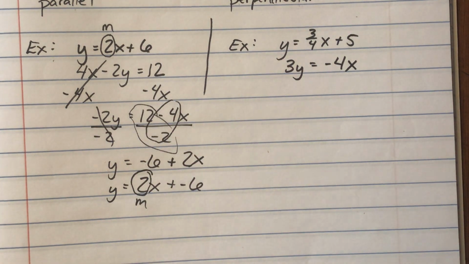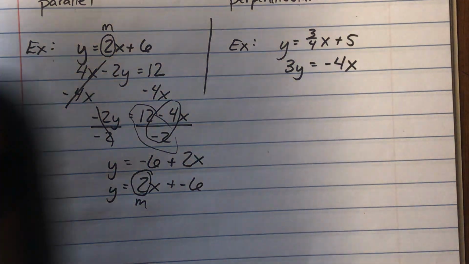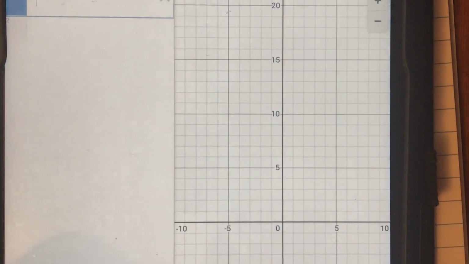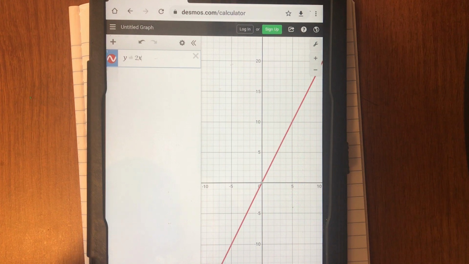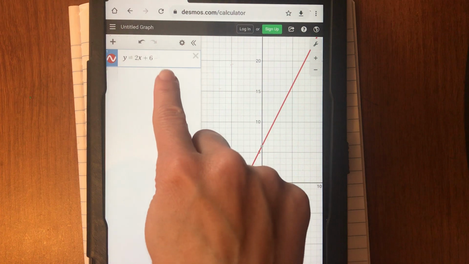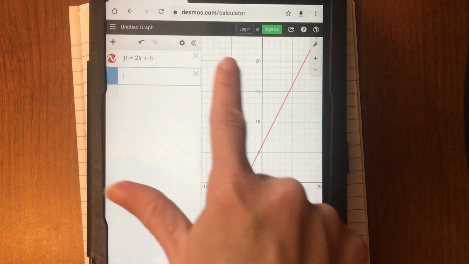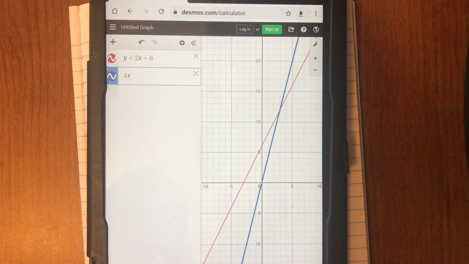Now watch what happens when I bring up Desmos and graph these two equations. So I've got my Desmos here. Zoom out a little bit. All right. I'm going to type in both of those equations. The first one was y equals 2x plus 6. That was our first equation. So notice that line. And now the second line, I'm going to type it in just as I was given it, so not the solved version, but just as it was given to me.